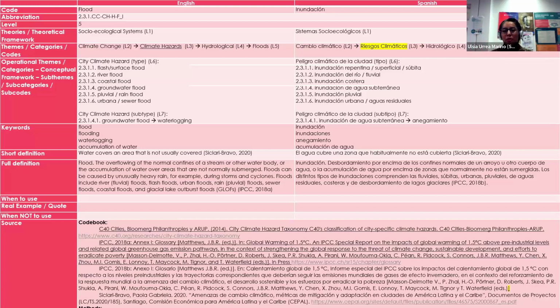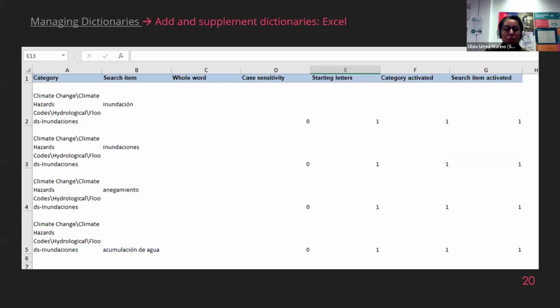So all these tables are for each code, and I work on them before even starting MAXQDA. After I finish these tables, I write some memos on my description of my codes in MAXQDA. So after this madness of information, I translate these codebook tables into supplementary dictionaries in Excel format to import to MAXQDA.